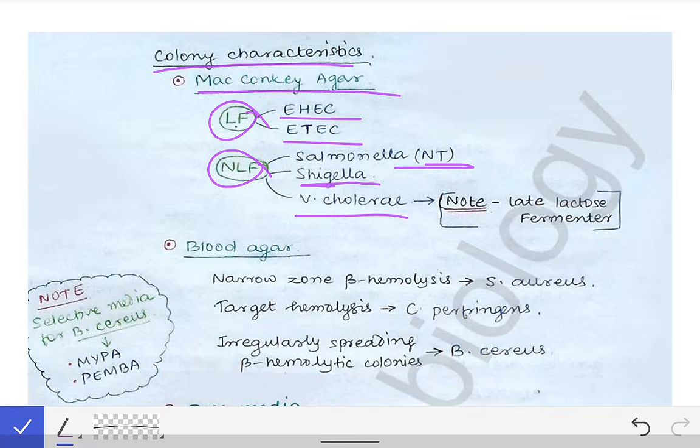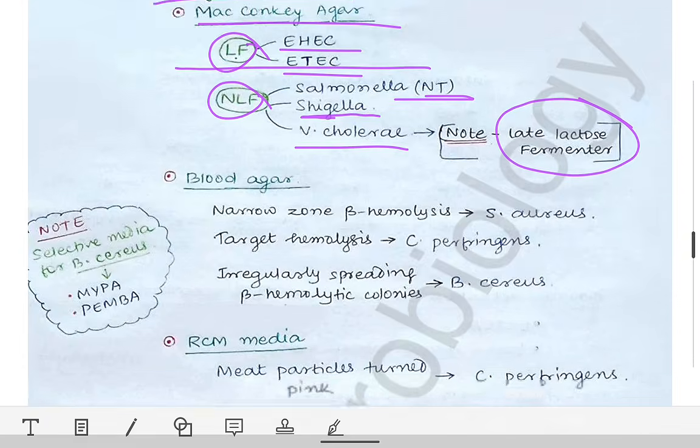Remember that Vibrio cholerae is a late lactose fermenter. If we leave Vibrio cholerae for some more duration, then we will start fermenting that lactose, but in that selected amount of duration it will not ferment. Okay, it is just like Shigella sonnei. Shigella sonnei is also a late lactose fermenter. Okay, so this is how the MacConkey agar will help us in differentiating between these two groups, that is lactose fermenting and the non-lactose fermenting organisms, and narrow down to a particular organism.